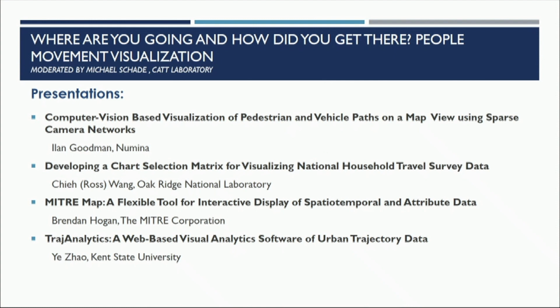This panel is titled, Where Are You Going and How Did You Get There? People Movement Visualizations. We are going to cover new visual analytic tools and methodologies for analyzing trajectory and path data obtained from connected vehicles and devices as they move throughout a transportation network. And I suspect this is a rather broad topic, so basically we're talking about transportation and how to visualize it.